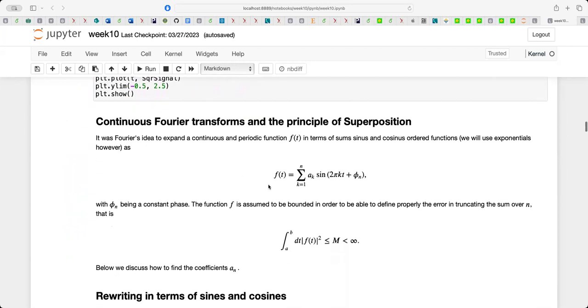So we went through some simple examples. The basic approximation is that there is a function f of t, a periodic one, which we could rewrite like that.